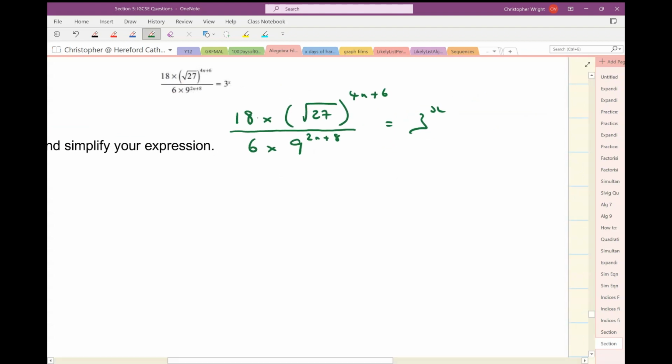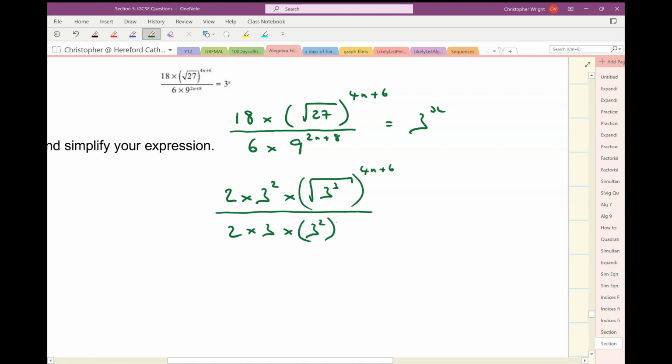So on the top, now 18, that's 2 9s. So I'm going to write that as 2 times 3 squared, times the square root of 27. Well, 27 is 3 cubed. So what I've got here is the square root of 3 cubed, and that's being raised to the power of 4n plus 6. Meanwhile, the bottom here, 2 times 3 times 9, and 9 is 3 squared, so I've got 3 squared being raised to the power of 2n plus 8.